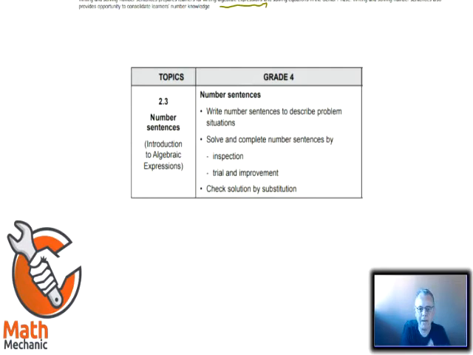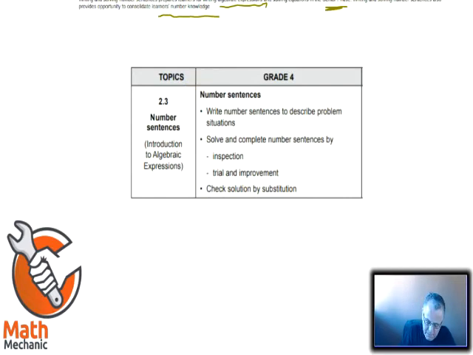Preparing them. A normal plain number sentence is part of the process of preparation in the later grades, when they start doing algebra in the senior phase and in high school. Writing and solving number sentences also provides opportunity to consolidate learners' number knowledge. That is what it's all about.